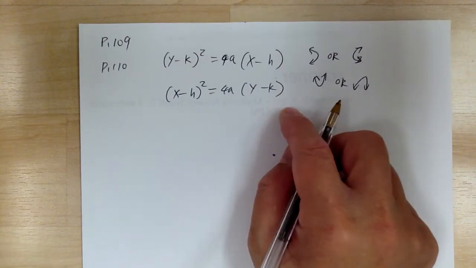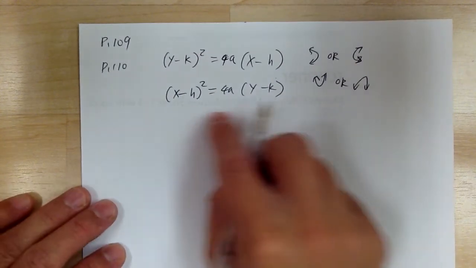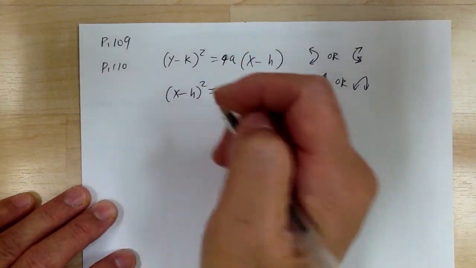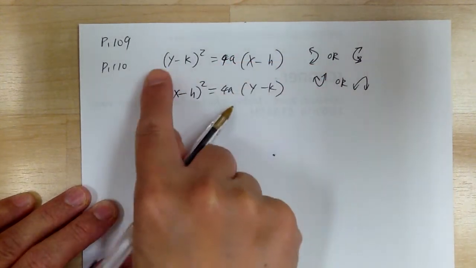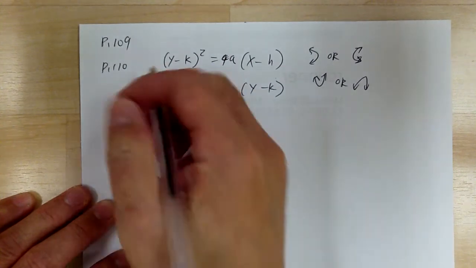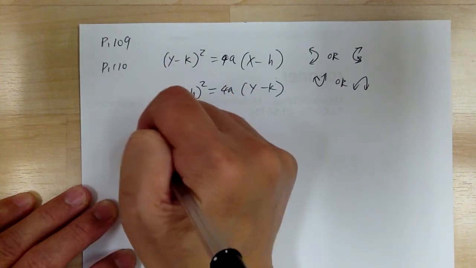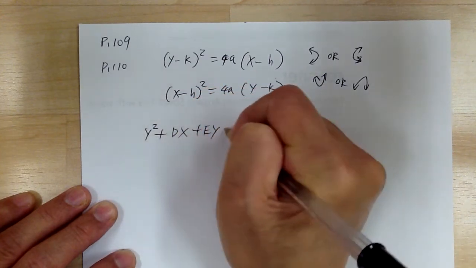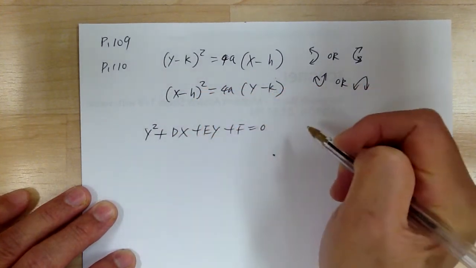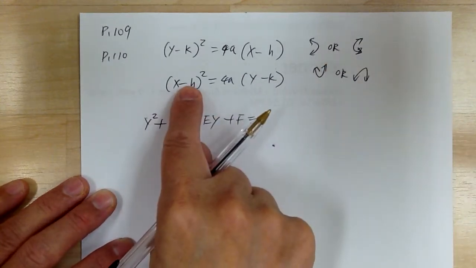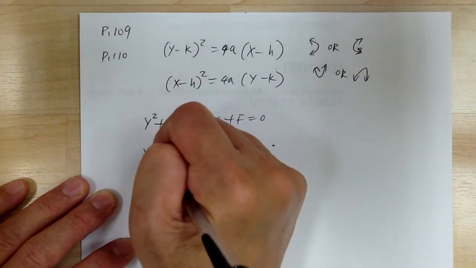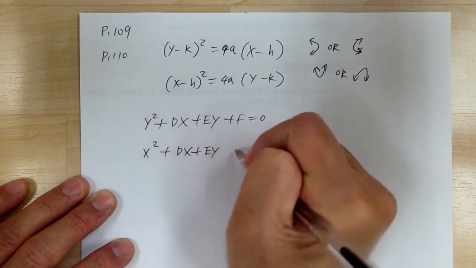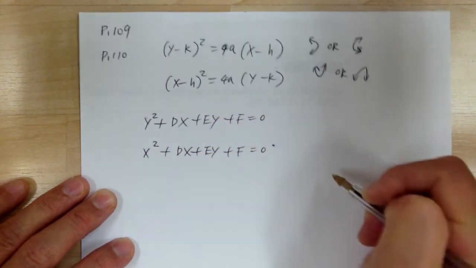And if you multiply things out and put it in the general form, you're going to get y squared plus dx plus ey plus f equal to 0. If you multiply this one out and simplify, you get x squared plus dx plus ey plus f equal to 0.